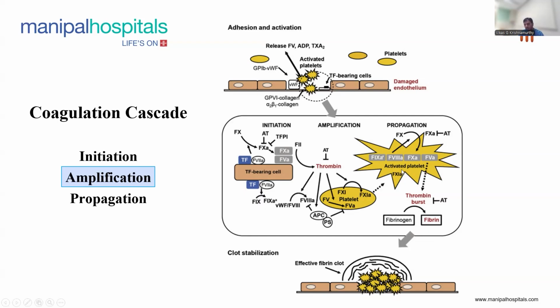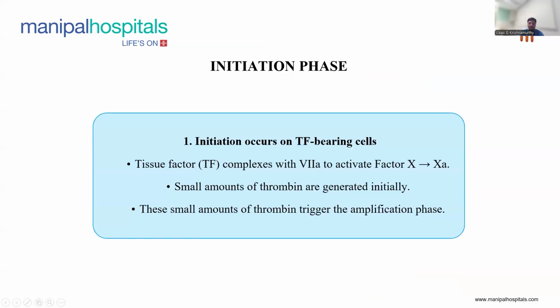So this activated platelet, along with the other factors, that is activated factor 9, 8, 10, and 5, causes a thrombin burst, which converts the fibrinogen into fibrin and forms an effective fibrin clot. The same I have explained here: the initiation phase, and amplification with propagation.